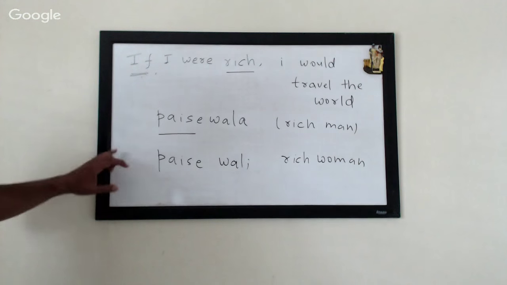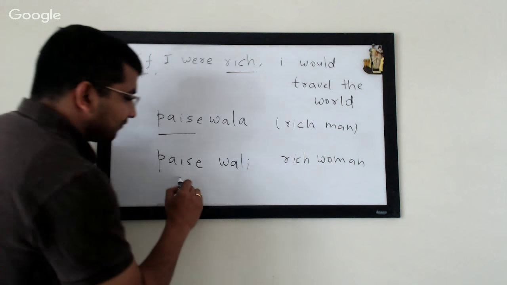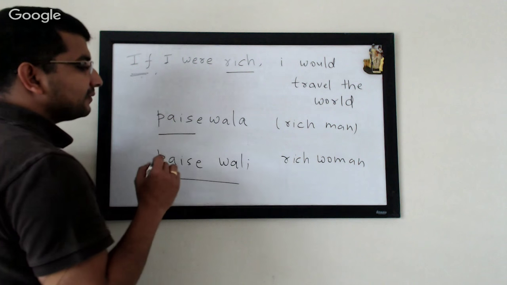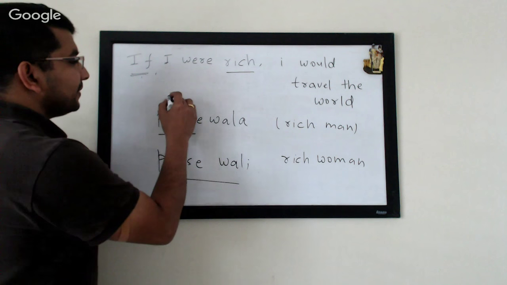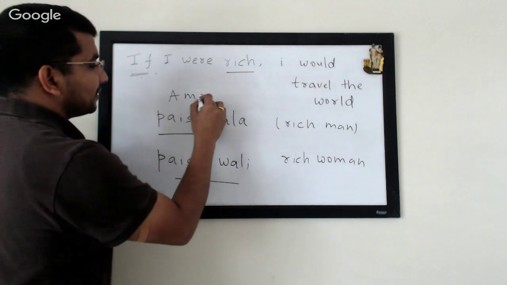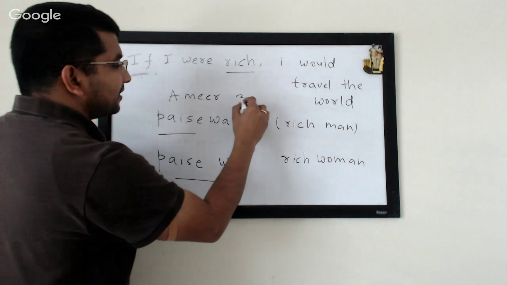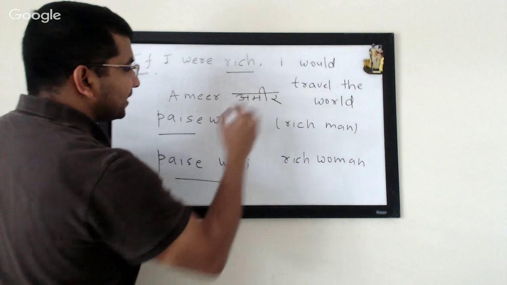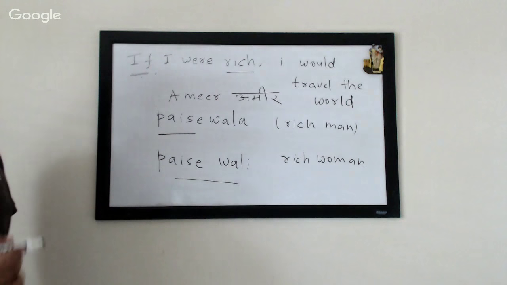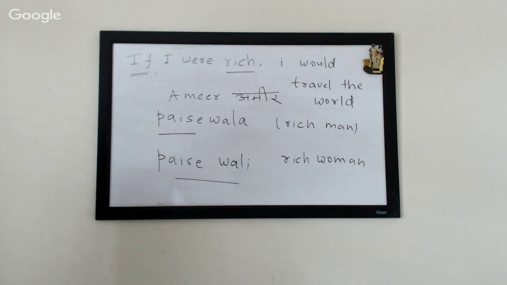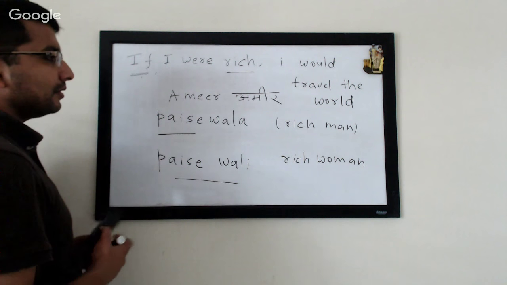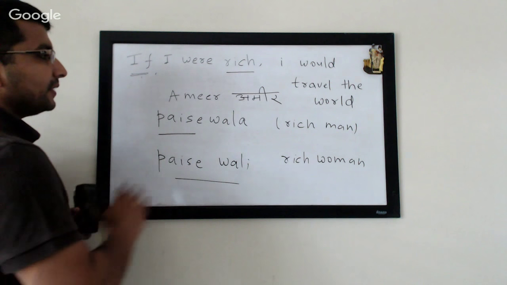Okay. You can use that. I think some of you use this word paise wala and paise wali. The other one you can use is Amir. Amir is rich too. And Amir is the same for male or female. So you can use that as well. Okay, Amir. So that's the first thing you need to know, right?